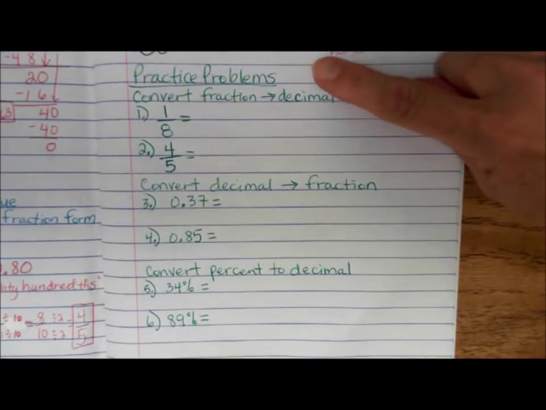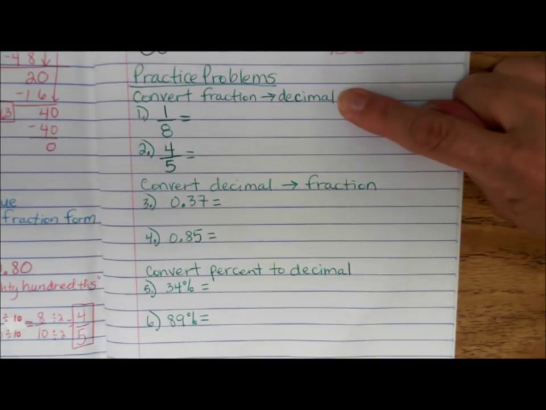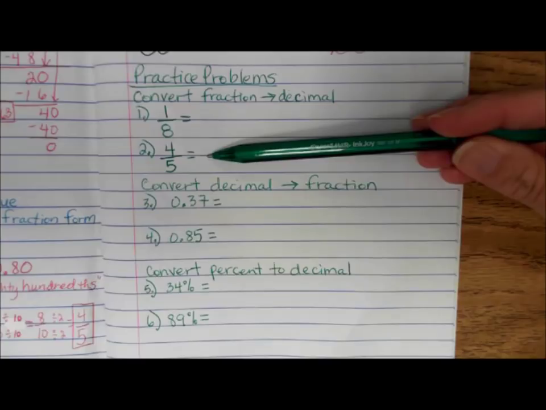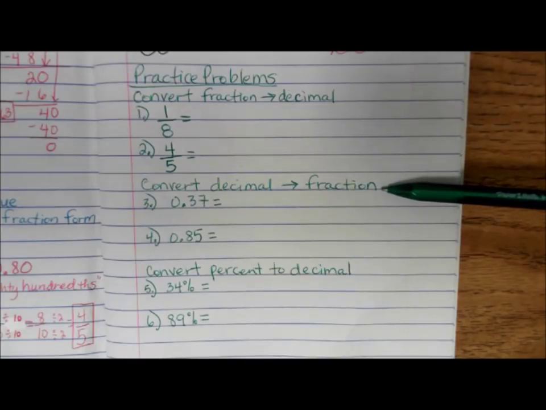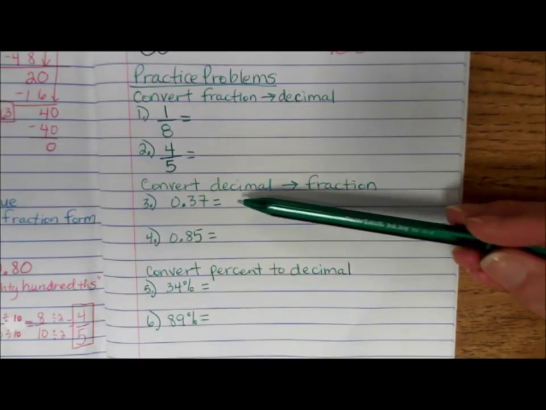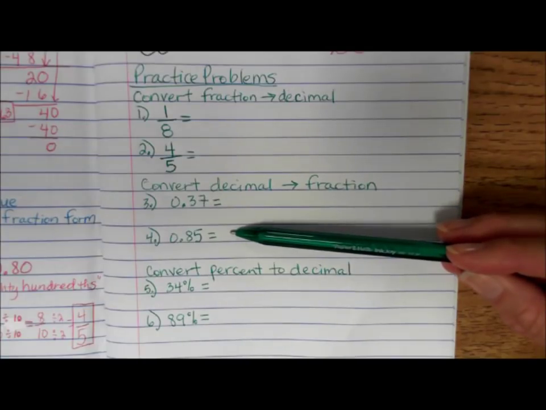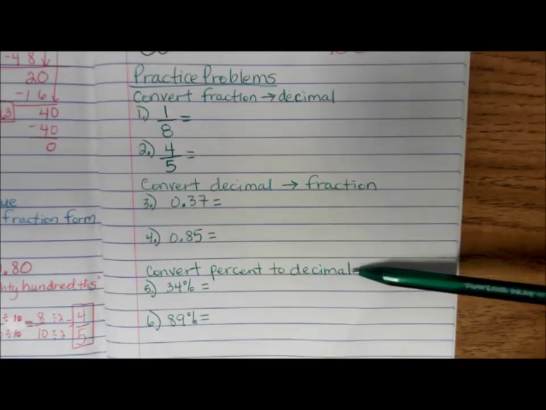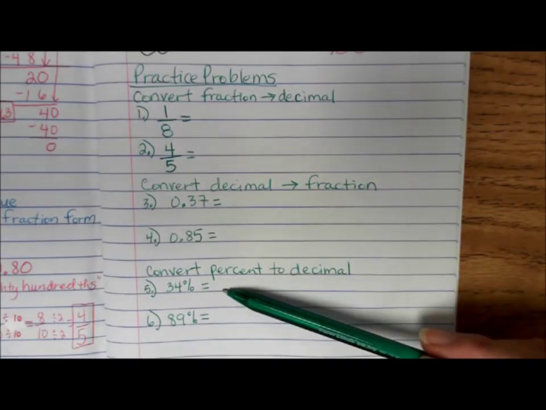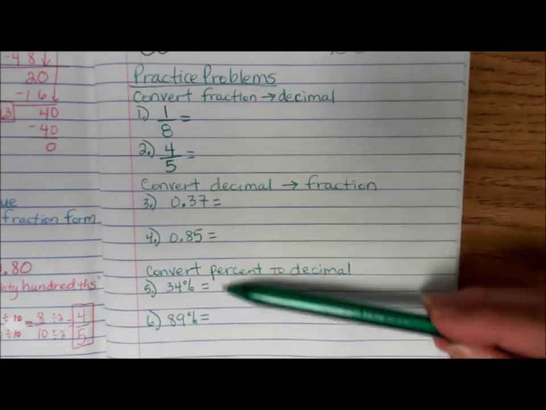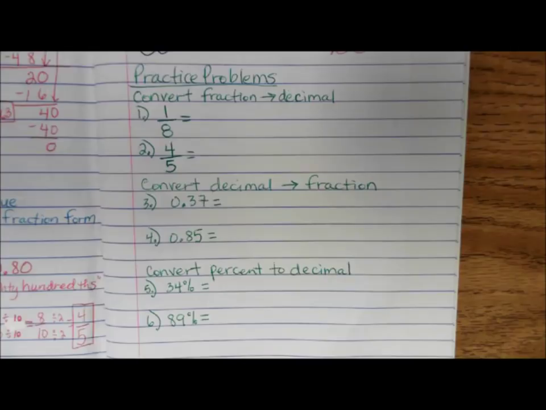So practice problems. First, you're going to convert fractions to decimals. Number 1 is 1/8, and number 2 is 4/5. Next, you're going to convert decimals to fractions. So number 3 is 37 hundredths. Number 4, 85 hundredths. And then last, you're going to convert percents to decimals. Number 5 is 34%, and number 6 is 89%. Okay, make sure you copy those down, show all your work, and we will see you back in class.